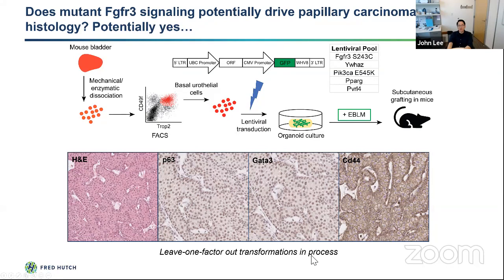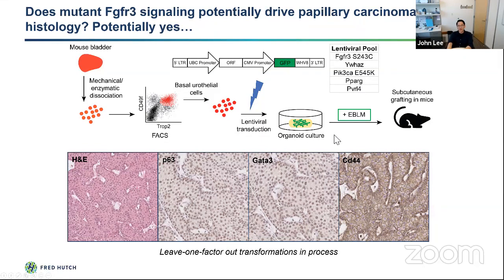The question is to nail home whether in fact this is driven by FGFR3. We're doing some leave-one-factor-out transformations where we will leave out FGFR3 but keep the other 4, and then the various combinations thereafter. And those are currently in mice now.